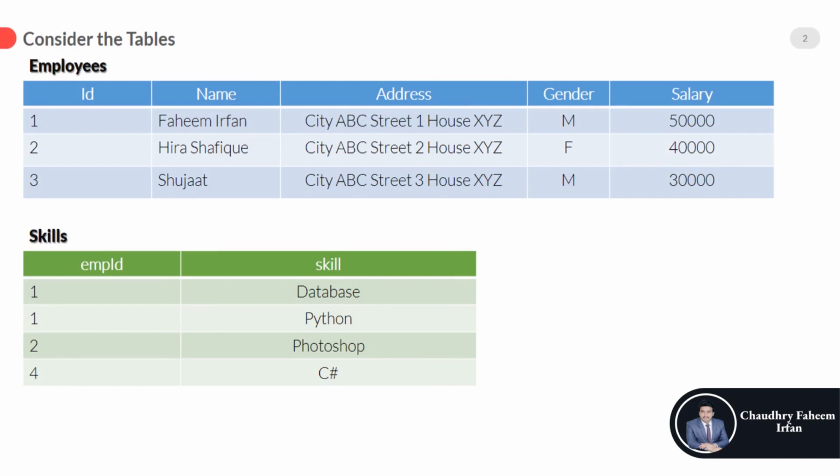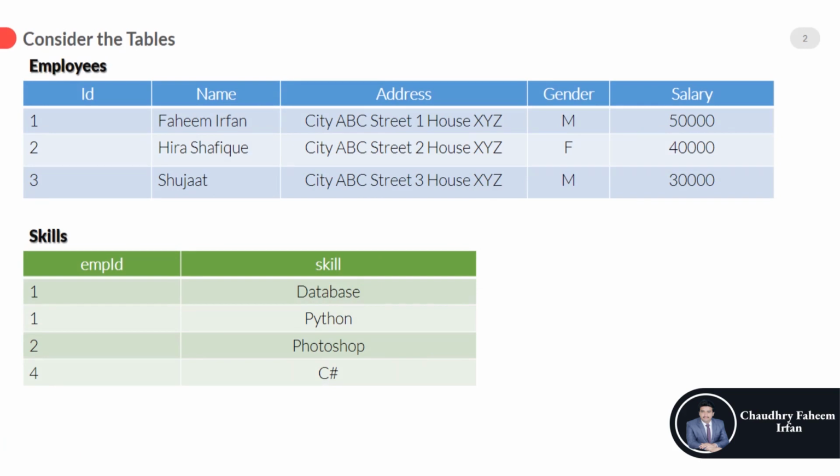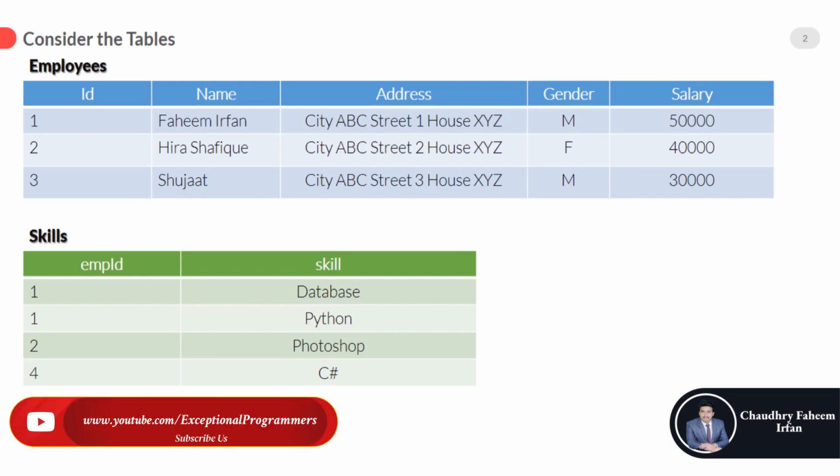In employees table, there are 5 attributes or columns: ID, name, address, gender, and salary, and 3 tuples or rows, 1, 2, 3 respectively. And in skills table, which is represented with green color, employee ID and skill. So employee ID 1 with skill database, employee ID 1 again with skill Python, employee ID 2 with skill Photoshop, and employee ID 4 with skill C#.